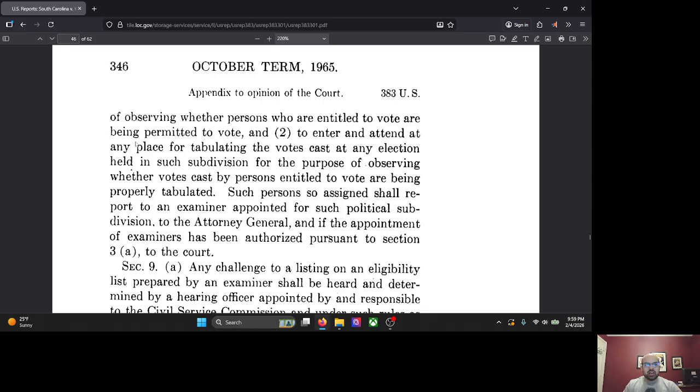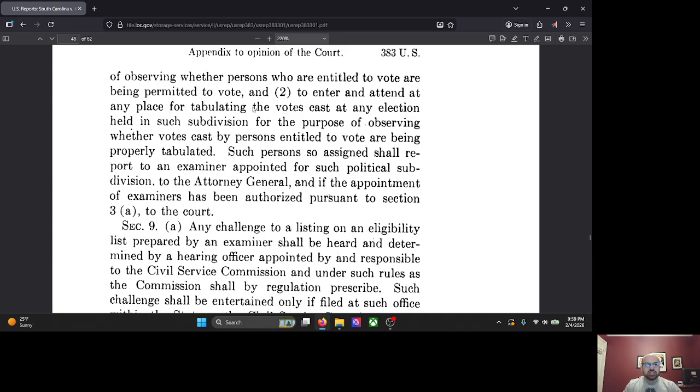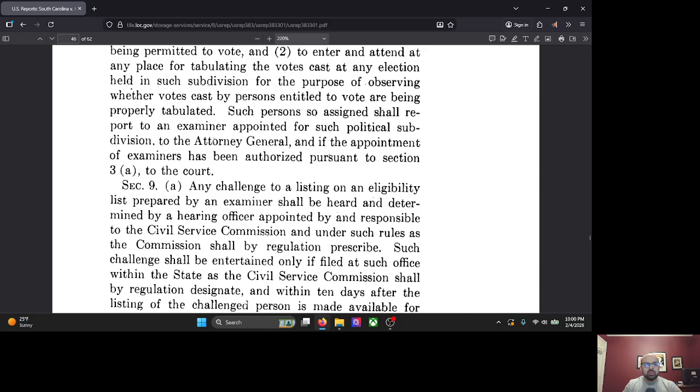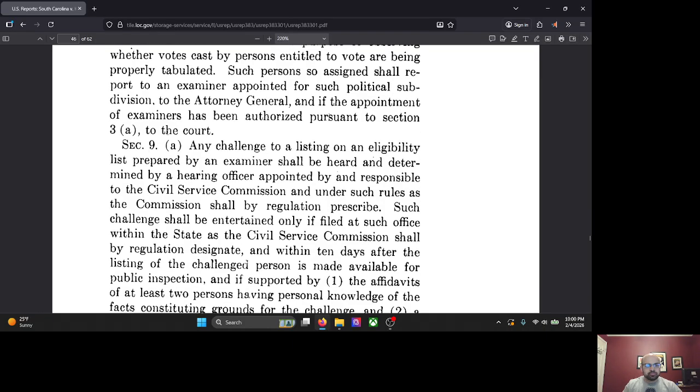To enter and attend at any place for tabulating the votes cast at any election held in such subdivision for the purpose of observing whether votes cast by persons entitled to vote are being properly tabulated. Such persons so assigned shall report to an examiner appointed for such political subdivision, to the Attorney General, and if the appointment of examiners has been authorized pursuant to Section 3A, to the court.